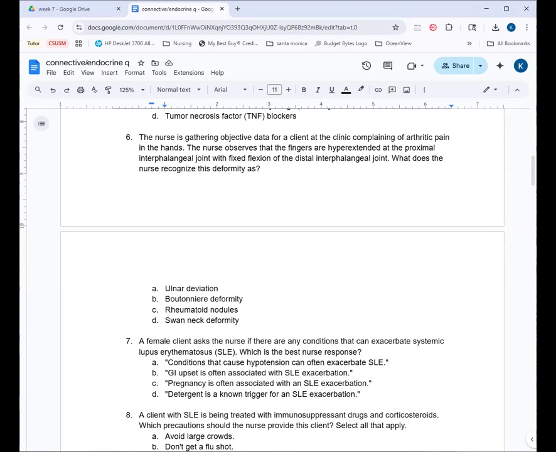Number 6, nurses gathering objective data for a client at the clinic complaining of arthritic pain in the hands. The nurse observes that the fingers are hyperextended at the proximal interphalangeal joint with fixed flexion of the distal interphalangeal joint. Why did that come up 2 times? What does the nurse recognize this deformity as?